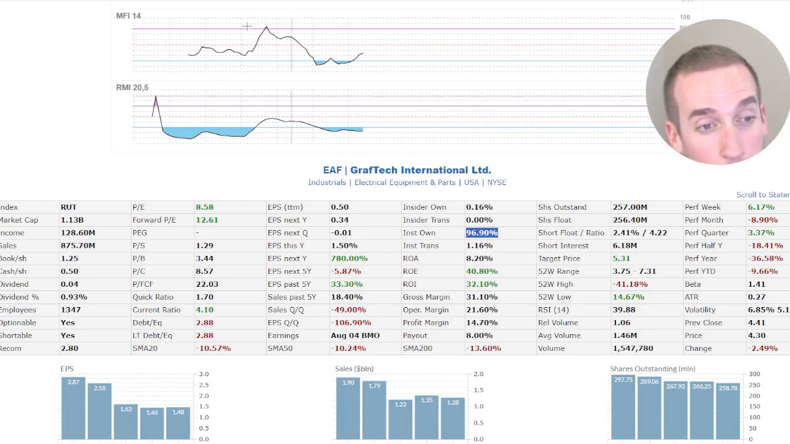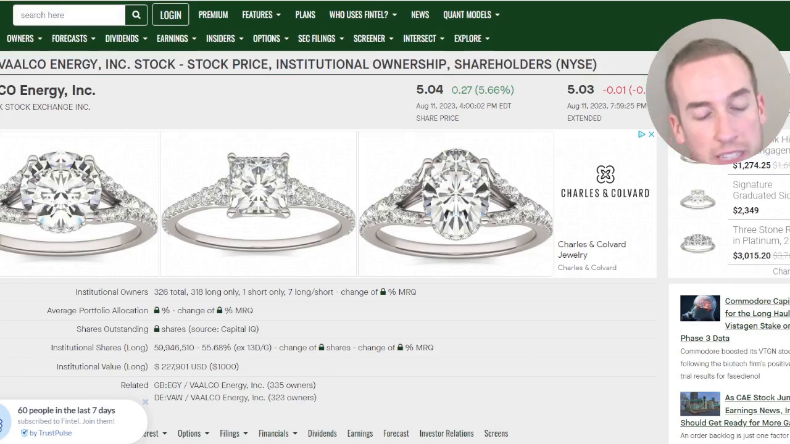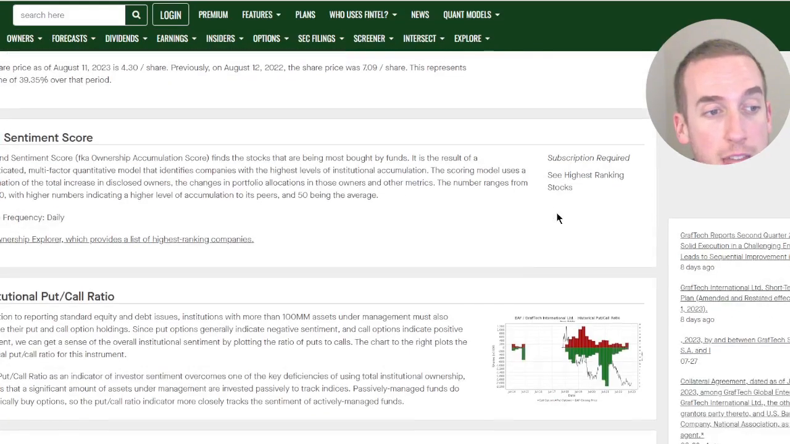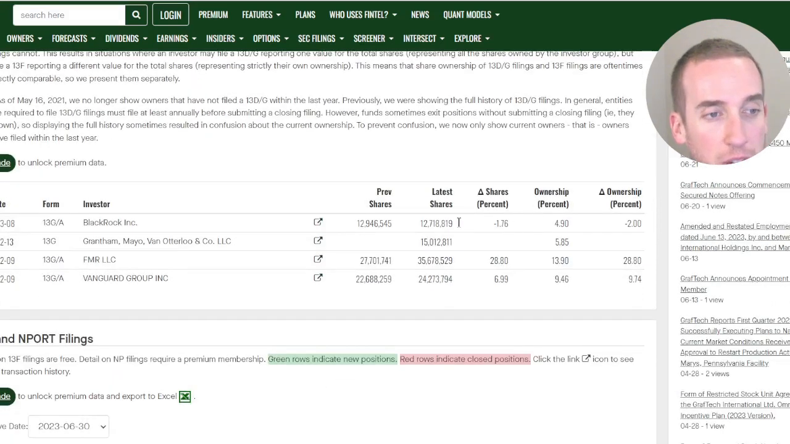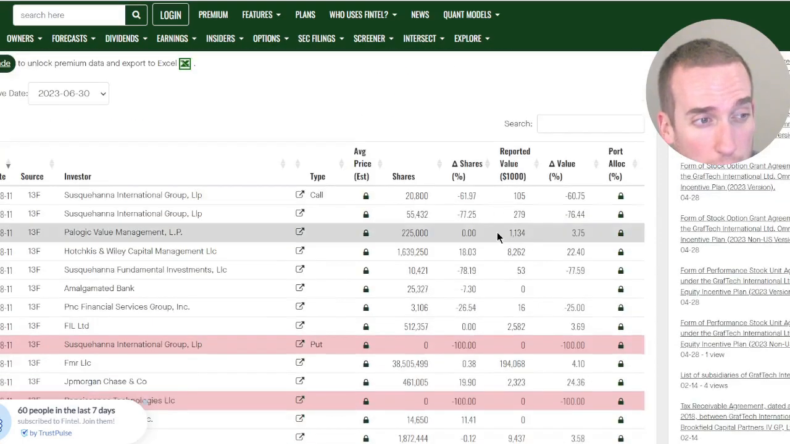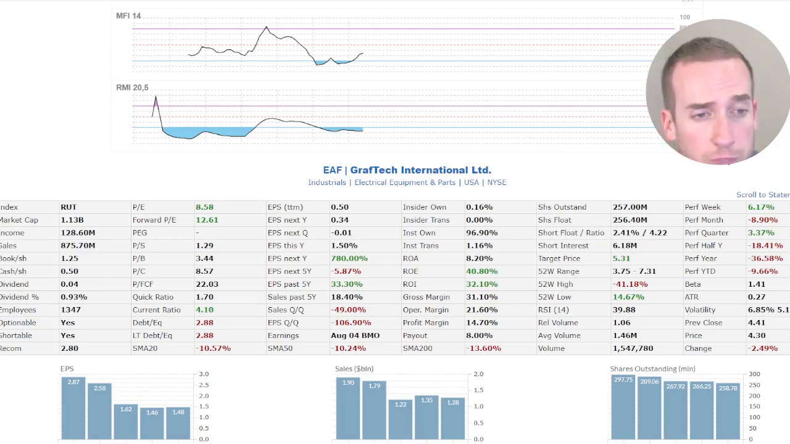Institutions own 96.9%. Let's see if it's more or less. If it's more, then that's a pretty good sign. 102%. Vanguard, BlackRock. BlackRock decreased 200,000 shares. Vanguard increased 2 million shares. FMR increased about 7 and a half million shares. Grantham added a position of 15 million shares. Wow, wow, wow. Okay, so wow.